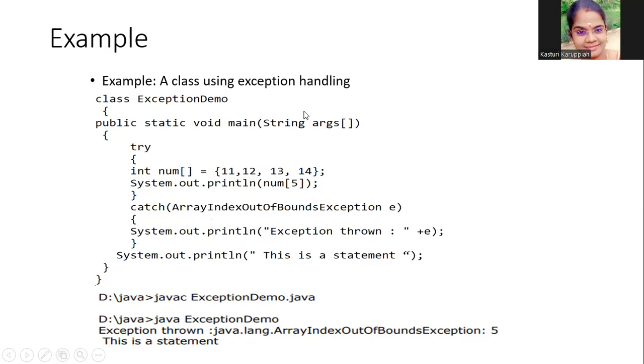Execution starts from the main method. It sees an error in the try block. Immediately it comes to the catch block. In the catch block, "Exception thrown" will be displayed, and then the error message. See here, "Exception thrown :" and what is e? e is the error message displayed: java.lang.ArrayIndexOutOfBoundsException: 5. See the last statement. This statement is also executed. That means the execution continues even after the error statement.